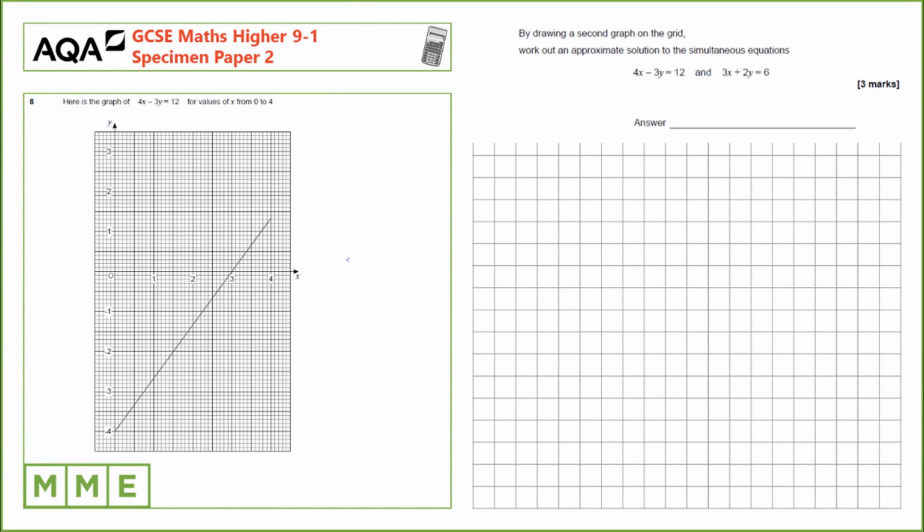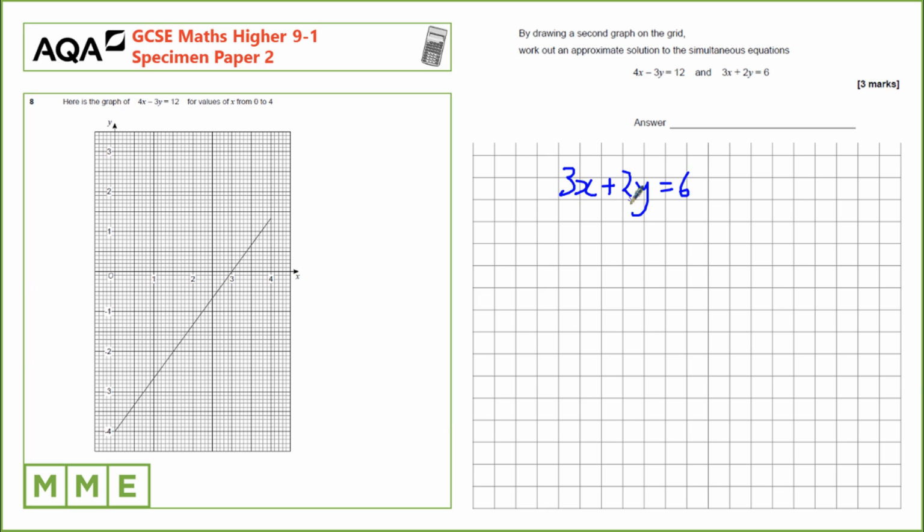Question 8. Here is the graph of 4x minus 3y equals 12 for values of x from 0 to 4. By drawing a second graph on the grid, work out an approximate solution to the two simultaneous equations. So, we already have 4x minus 3y equals 12 on the graph, so we need to plot this graph here, 3x plus 2y equals 6. In order to do that, we need at least 2 points.